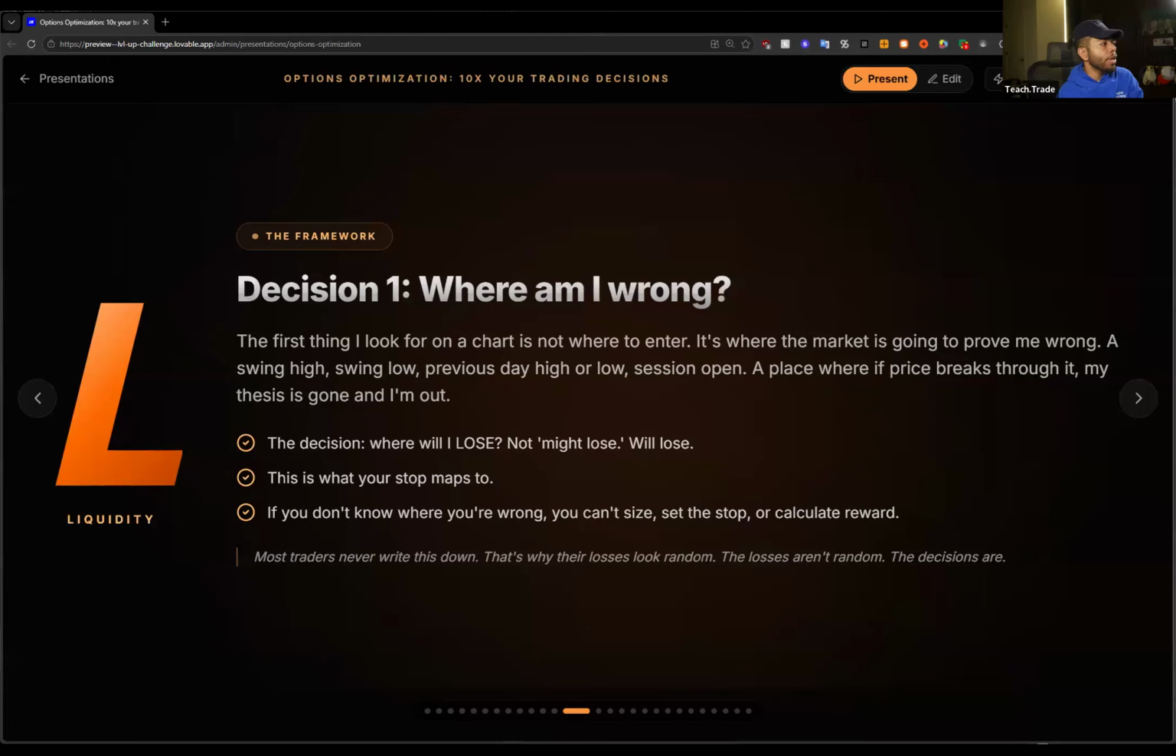So that's going to be at a swing high, swing low. That's typically a previous day's high or low, right? Or a session open. So if price breaks through that level, it's going to render my thesis wrong. So when I come over, I'm going to share my chart here.